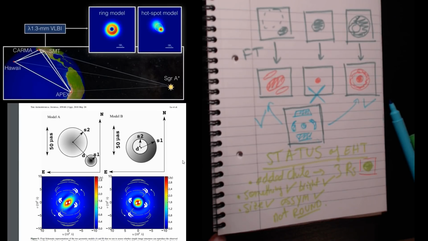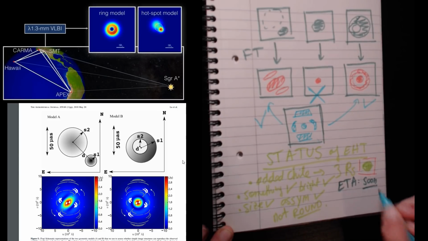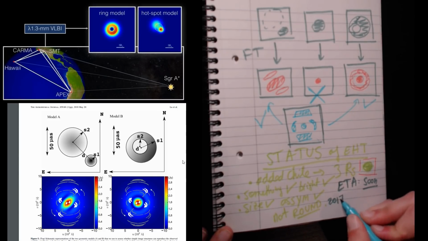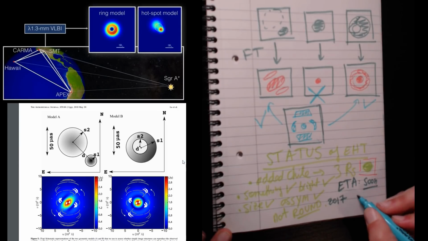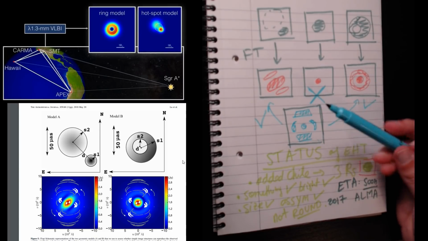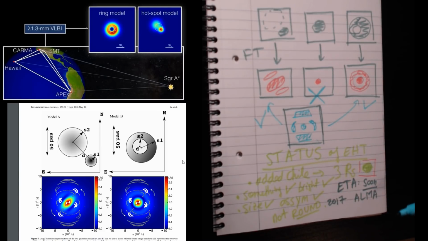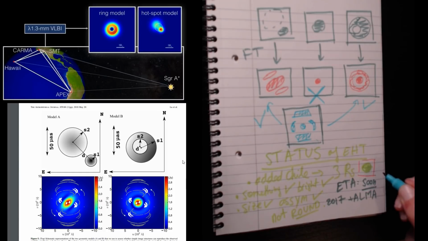So when can we expect to finally see the picture of the event horizon surrounding Sagittarius A star? Well, the ETA is soon. In 2017, the Event Horizon Telescope added the ALMA array, the most successful interferometer ever, to their baseline. It's also located in Chile, but it's a lot better than APEX. And so with the addition of ALMA, they can definitely break the resolution that they would need to resolve the Schwarzschild radius.